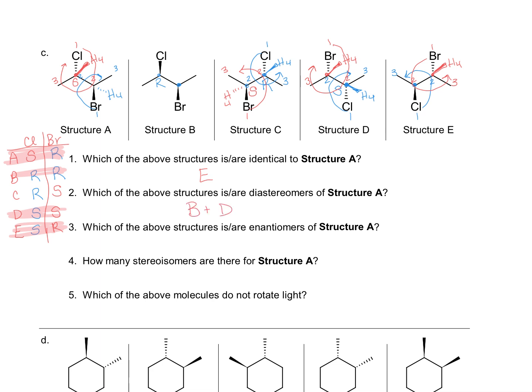And then the last question asks, which of them are enantiomers? So structure C is the complete opposite. It is going to be the enantiomer.